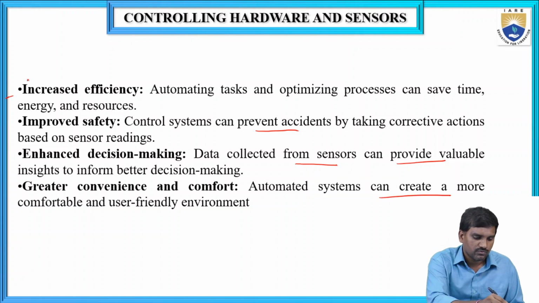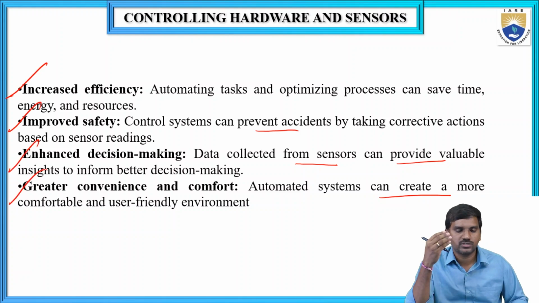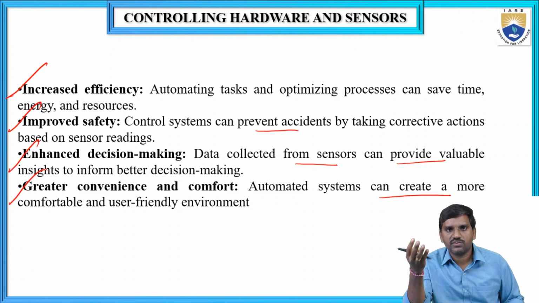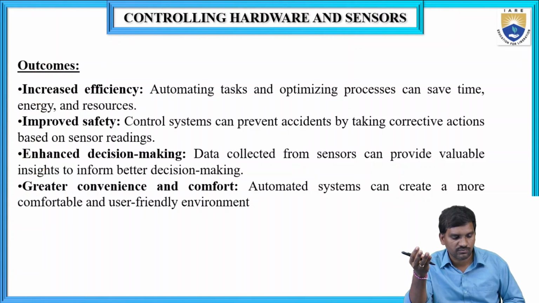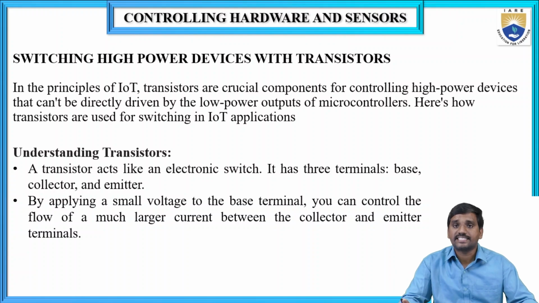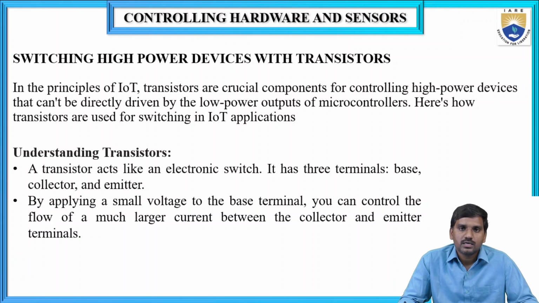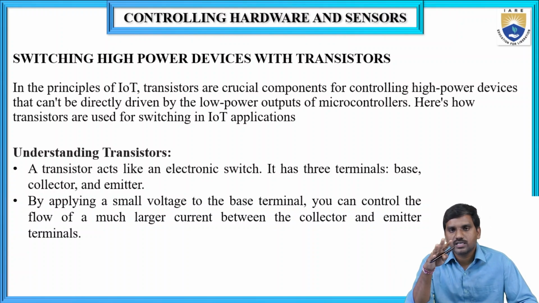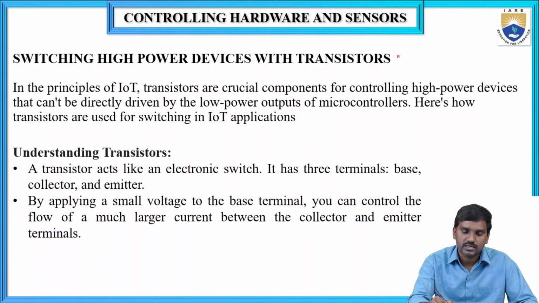So these are the remaining four objectives: increase efficiency, improve safety, enhance decision making, and greater convenience and comfort. Next one, switching high power devices with transistors, the real time example. In the last class we discussed connecting an LED and buzzer. So here, switching high power devices with transistors.